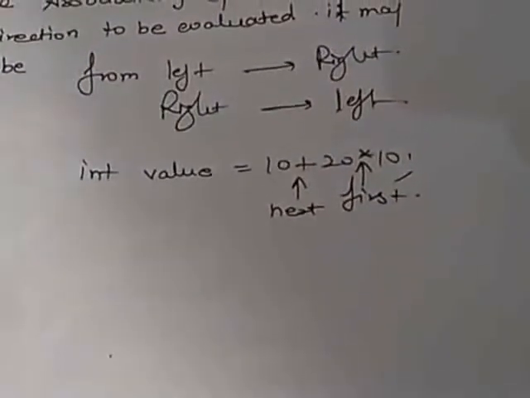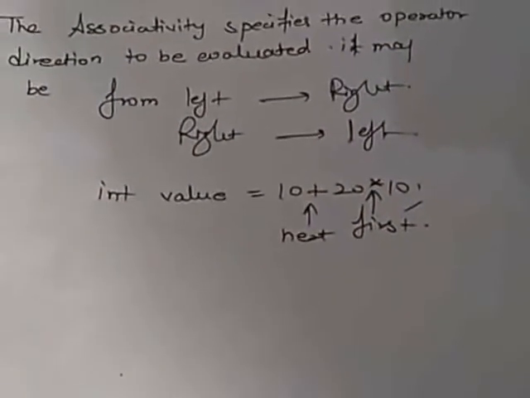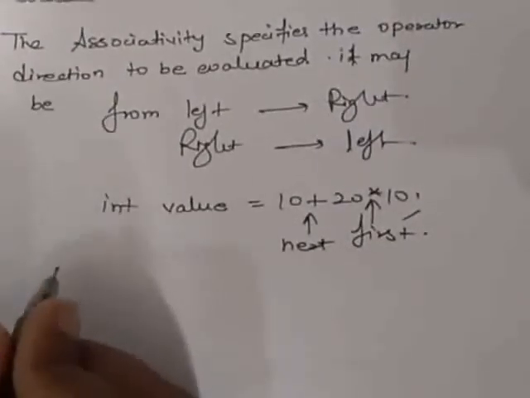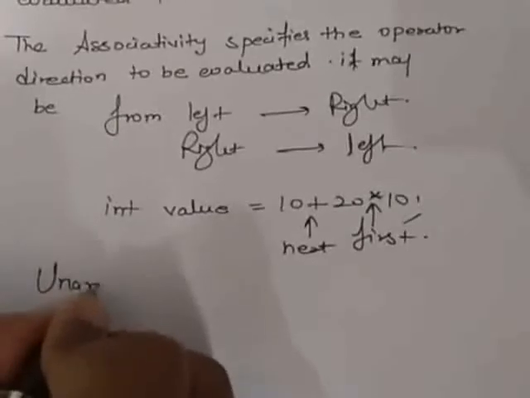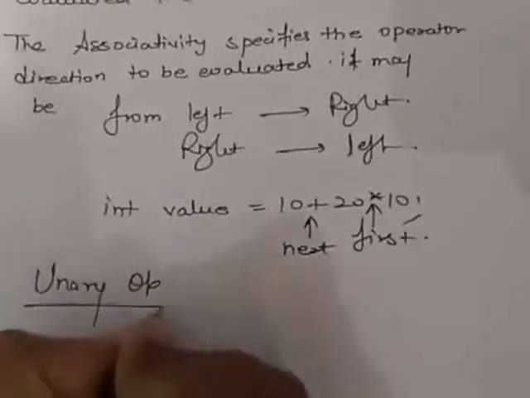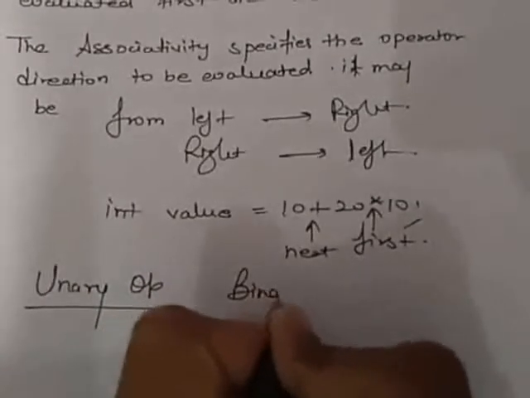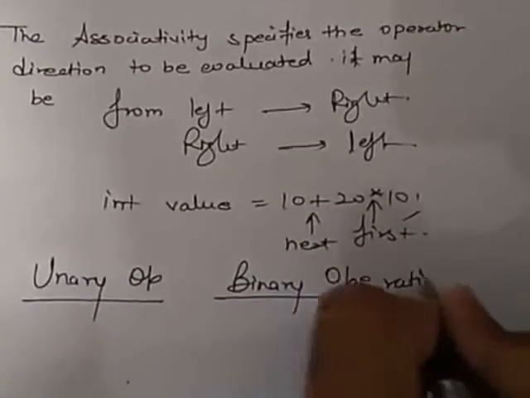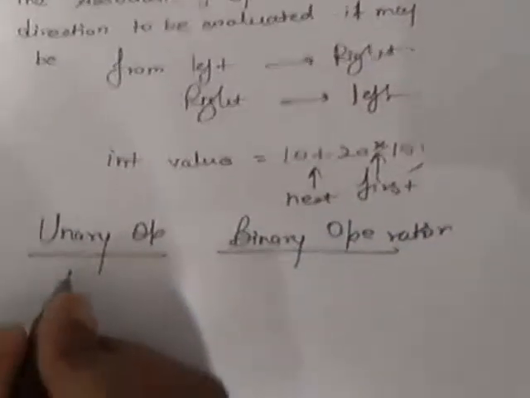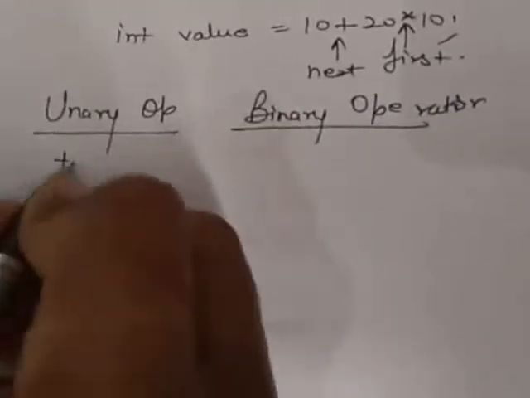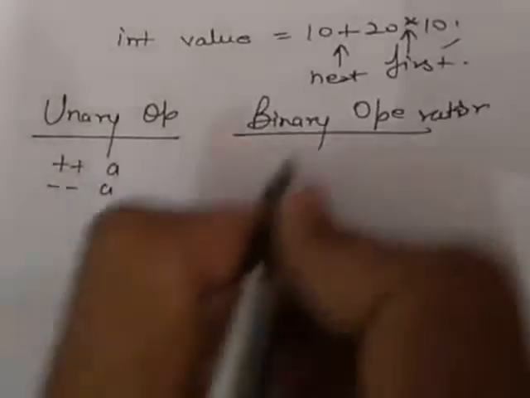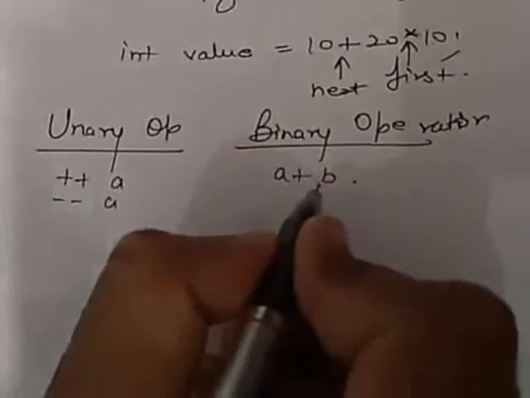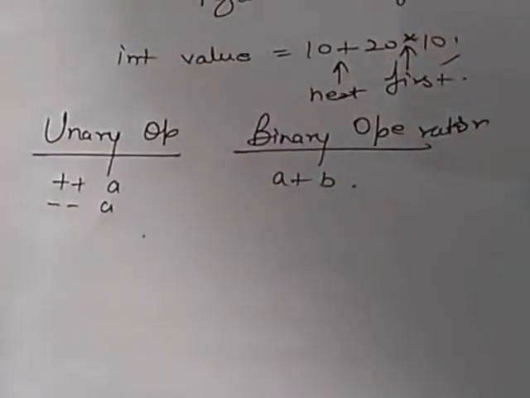Now, on a broad category, we have two types of operators. One is unary operator and the second one is binary operator. Unary operator needs only one operand. For example, plus plus a, minus minus a. Binary needs two operands. For example, a plus b.